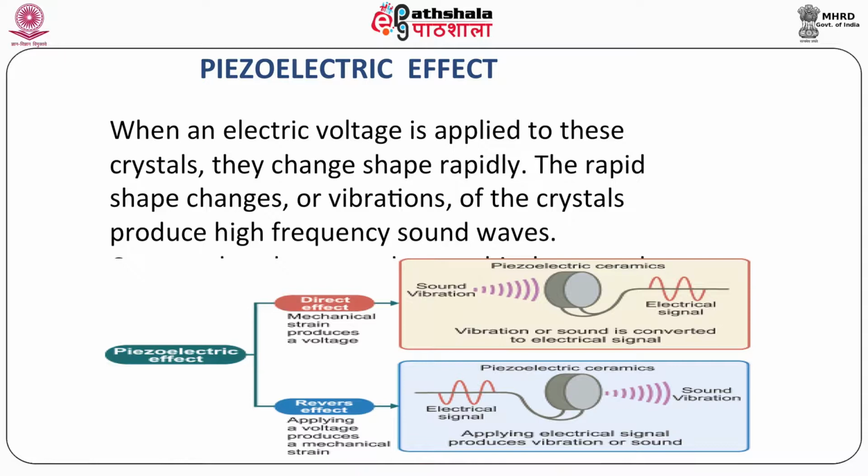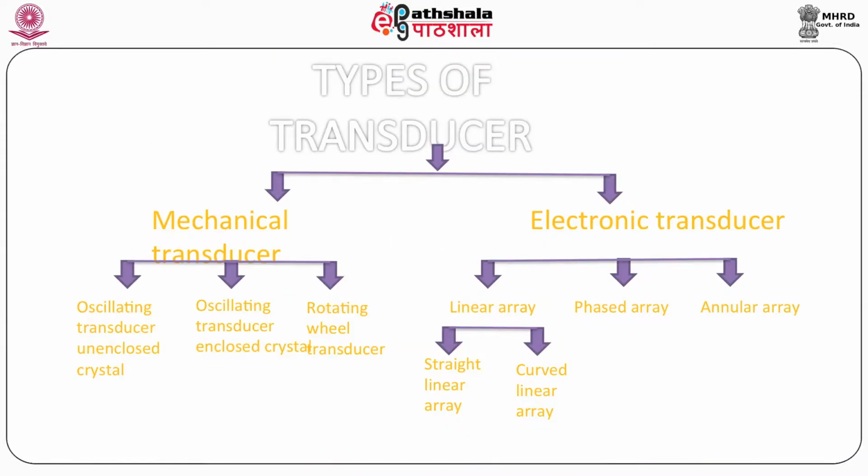Now you can see here the types of transducer. There are mainly two types of transducer: one is the mechanical transducer, the other is the electronic transducer. Mechanical or oscillating transducer types are the oscillating transducer, enclosed and rotating wheel transducer. Electronic transducers are also called real time electronic transducers, which include linear transducer, phased array transducer and annular array transducer.